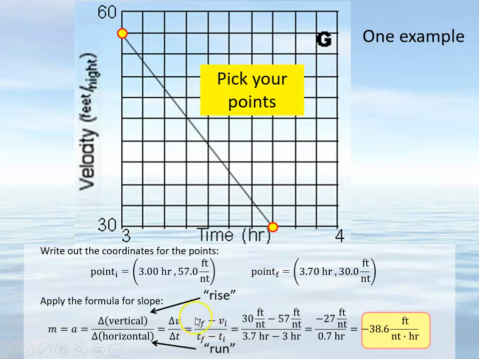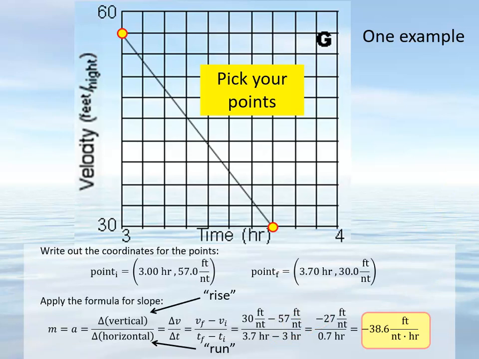So, the final velocity, that would be our final point. It's right here, 30 feet per night. So that's what we plug in there. Minus initial velocity, that would be the velocity from our initial point, 57 feet per night. So that's what goes in here for v initial. Divided by final time minus initial time. Final time was 3.7 hours. Initial time was 3 hours. So you work that out, and you get about negative 38.6 feet per night hour.